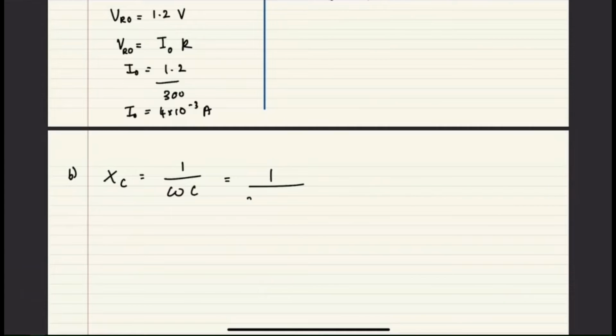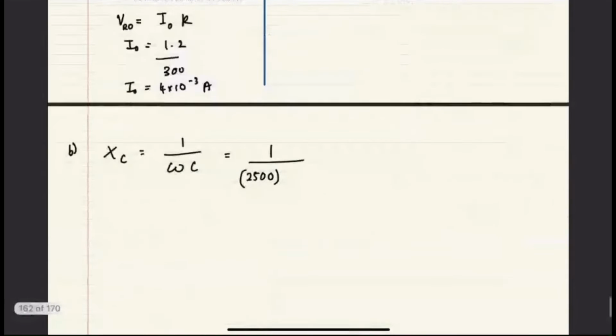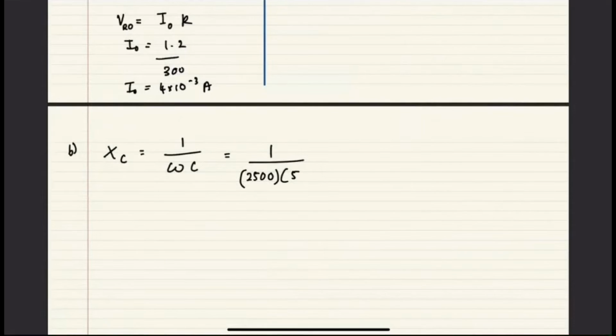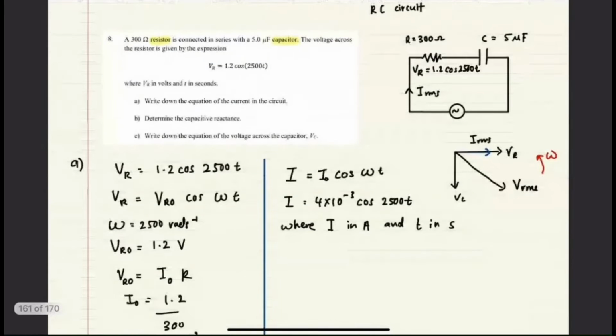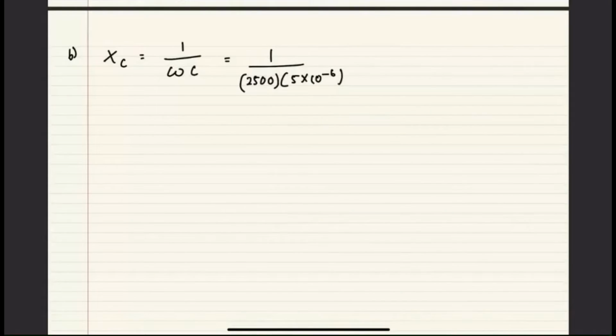So omega equals 2500. And then C is 5 microfarad. Yes, once you have extracted the information from the circuit, every time you refer to the circuit, it is quick. So this one should get Xc. What is the unit for Xc? Yes, very good, because it is still a resistance. So it is 80 ohm.